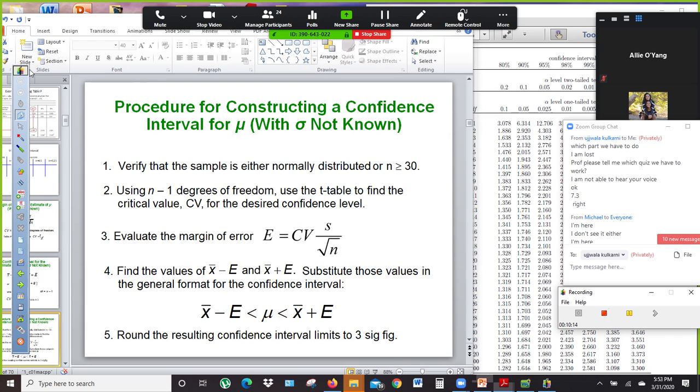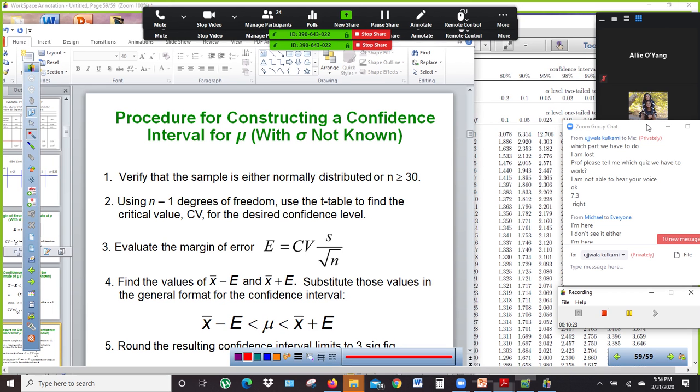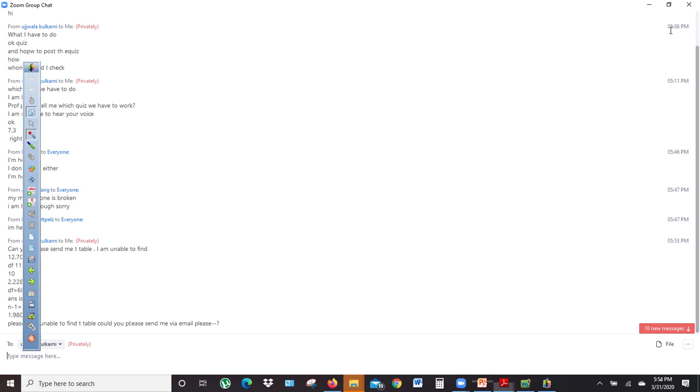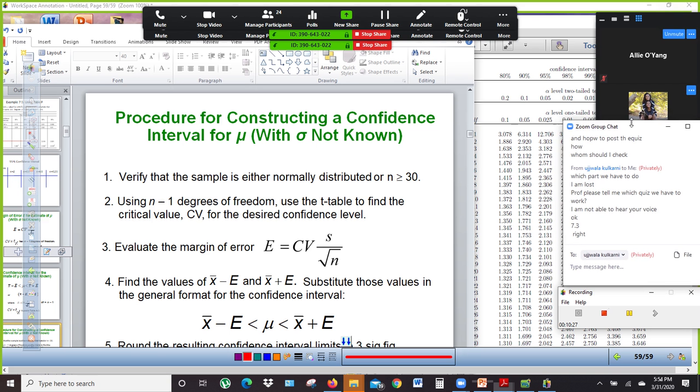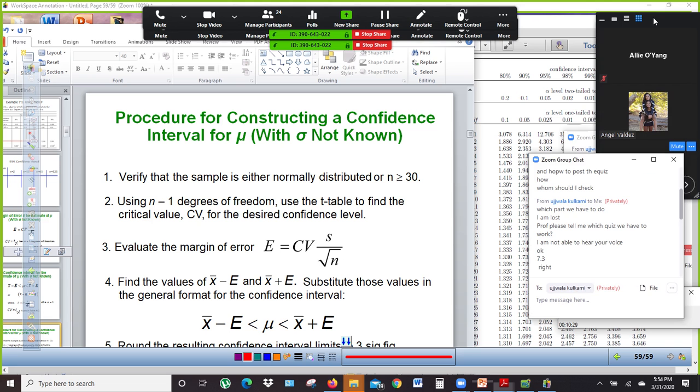Here are a couple comments on how to find it. Let's get a reader. Let's see, Allie's thing is broken. I can't, oops, oh no, what happened? Oh, that's bad.